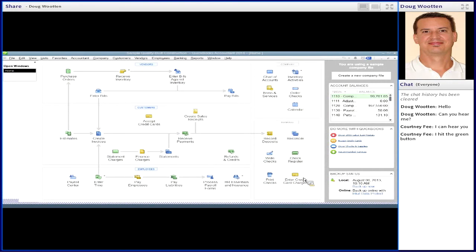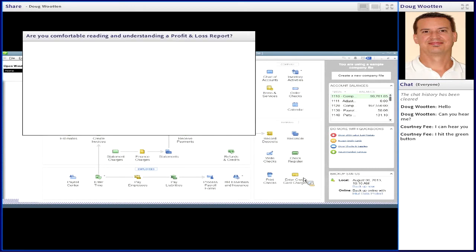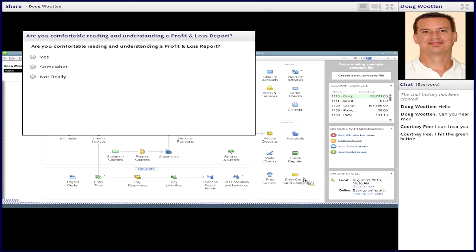Actually, before I do that, I got another poll I want to see. How many of you are comfortable reading, and not just reading, but understanding a profit and loss statement? Just give me an idea how you feel about it. Are you comfortable with it? Yes, somewhat, not really. Get some feedback. Just get an idea where you guys feel like you are, what level you're at.